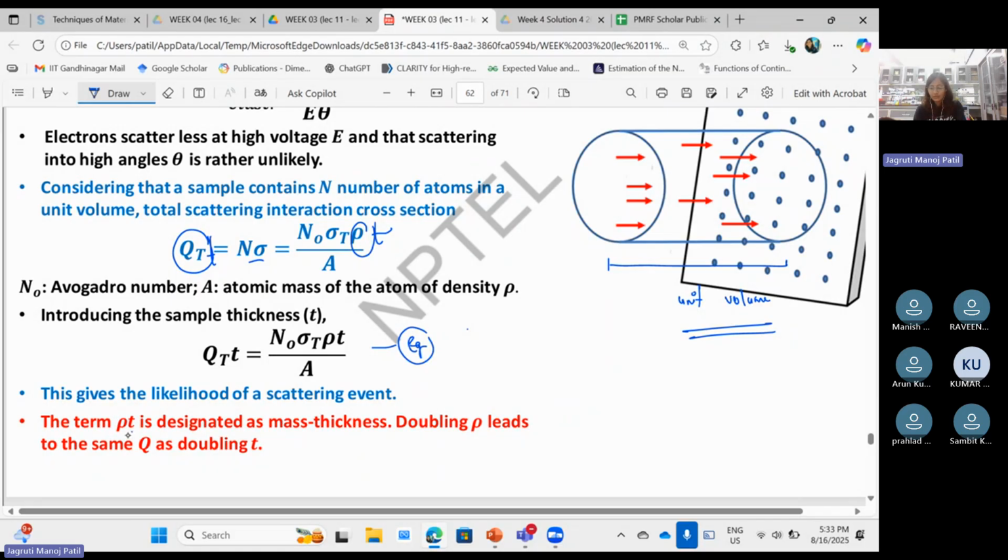So if you have rho t, this is your density and this is the thickness of the sample. So you have a mass thickness relationship. If you double this, it leads to a doubling of the scattering. Multiplying by thickness on both sides eventually gives you information about the mass thickness, and the unit volume scattering happening across a cross section.